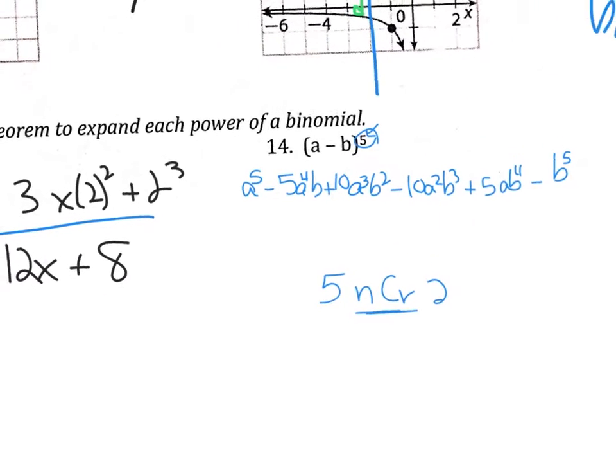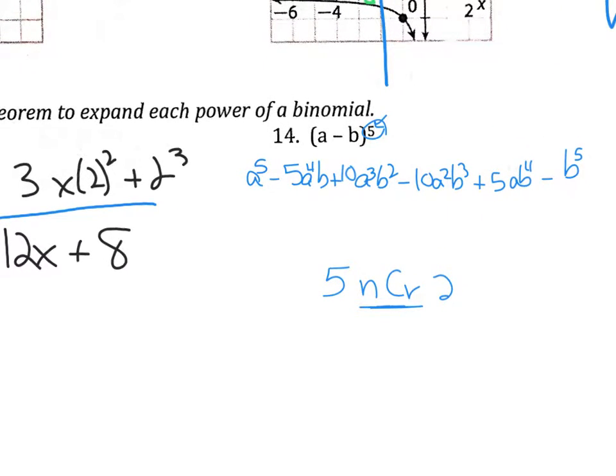14, it's bigger, but it's actually easier because there's no number in it. So it's just one step. You're going to start with a to the 5th. You're going to end with b to the 5th. Your second term is always going to start with the main exponent, 5. Your a is coming down, your b is coming up. The next term, the a is going down, the b is coming up.